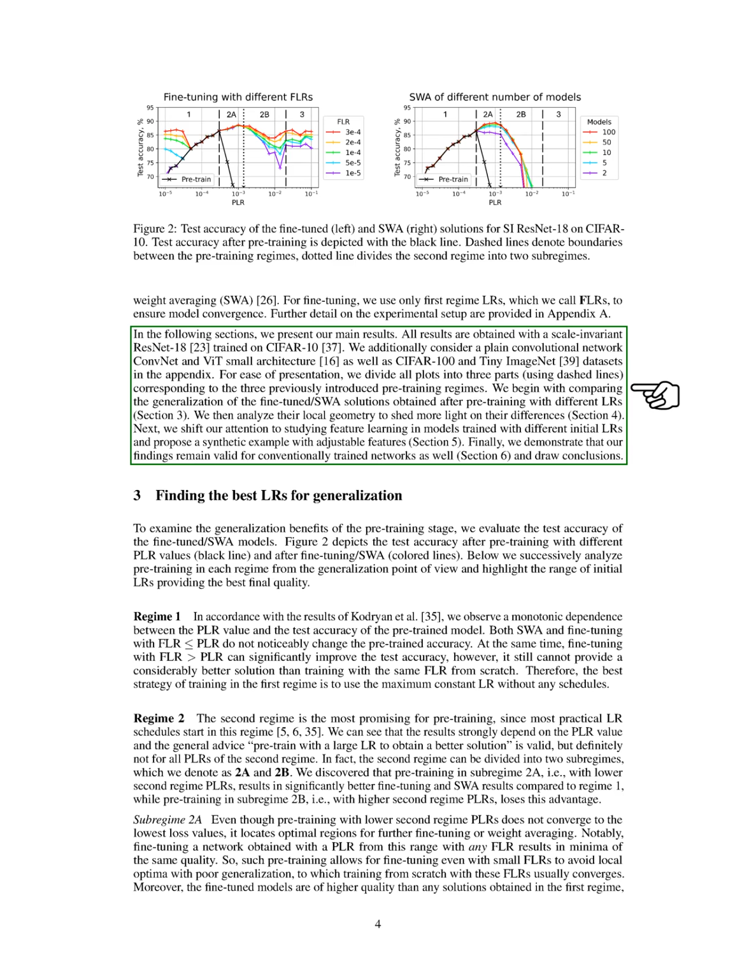For clarity, we divided all plots into three sections corresponding to the pre-training regimes. We start by comparing the generalization of the fine-tuned SWA solutions from different pre-training LRs. Next, we analyze their local geometry to understand their differences better. We then examine feature learning in models trained with various initial LRs and propose a synthetic example with adjustable features. Finally, we confirm that our findings apply to conventionally trained networks as well and draw our conclusions.